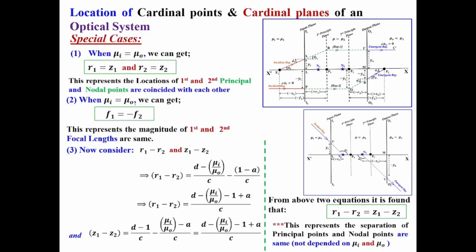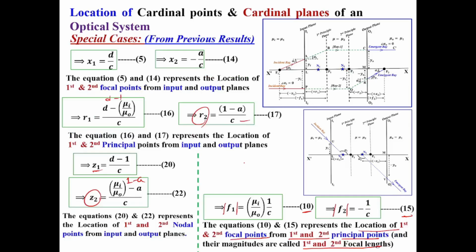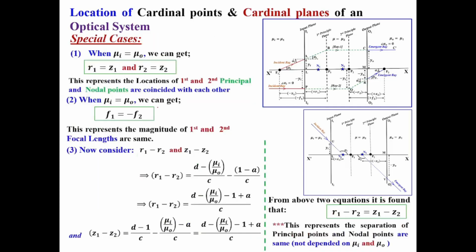When mu I equals mu o, f1 is mu I by mu o into 1 by c, here minus 1 by c, and this ratio will be 1. So we find f1 equals minus f2, or we can say the magnitude of f1 equals the magnitude of f2. That means the left side focal length is equal to the right side focal length if the input and output refractive indices are the same. This represents that the magnitudes of the first and second focal lengths are the same, as I discussed.